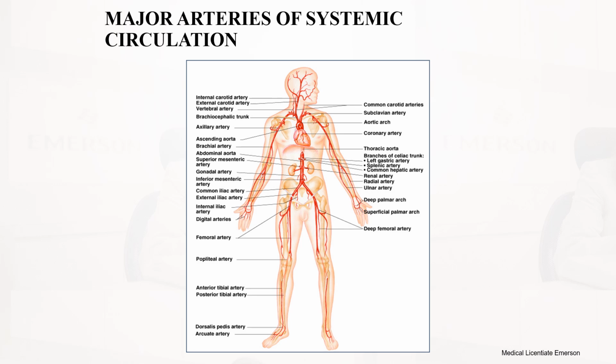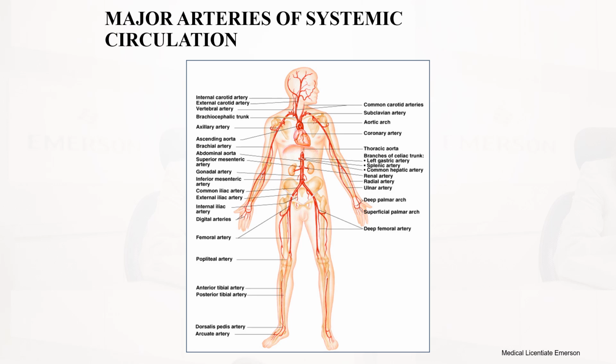Okay, so let's continue now with the applied anatomy. We have the major arteries of the systemic circulation. These are the major arteries of the systemic circulation, which of course you can't manage going through all of them. You can just pause the video, I'll give you 3 seconds, then you pause the video and go through.